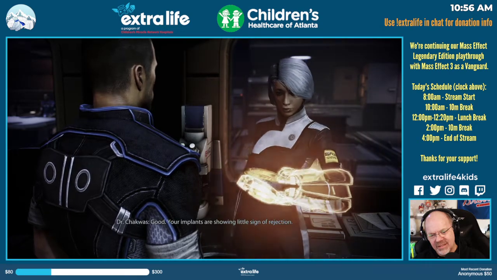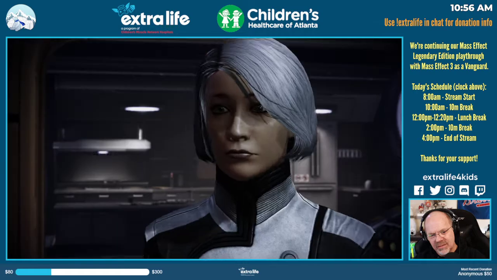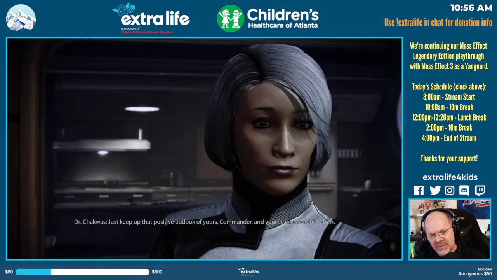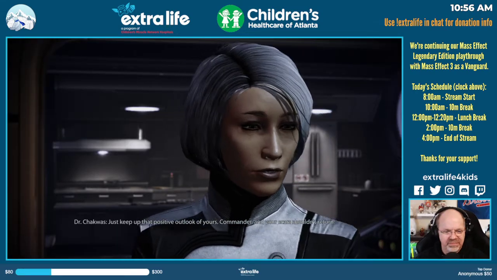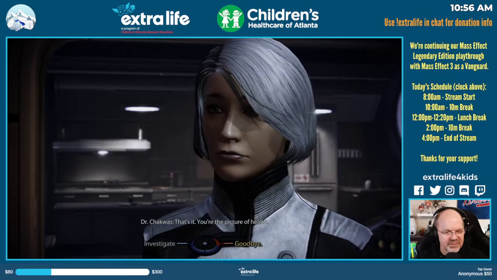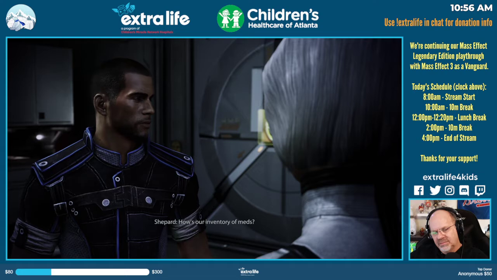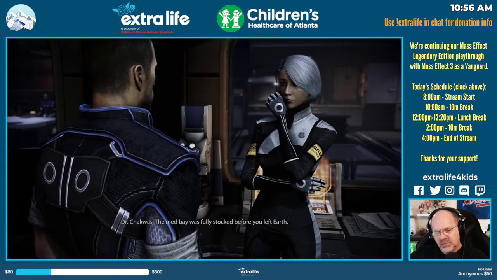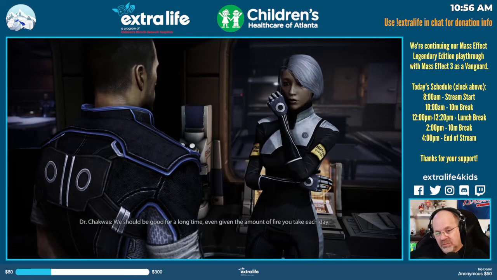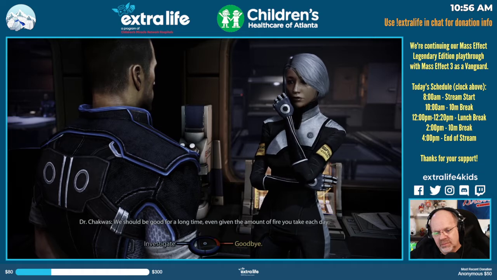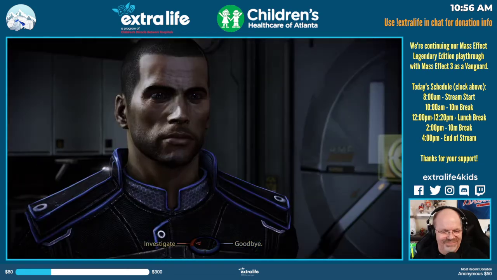Good. Your implants are showing little sign of rejection. Just keep up that positive outlook of yours, Commander, and your scars shouldn't return. That's it. You're the picture of health. How's our inventory of meds? The medbay was fully stocked before you left Earth. We should be good for a long time, even given the amount of fire you take each day.